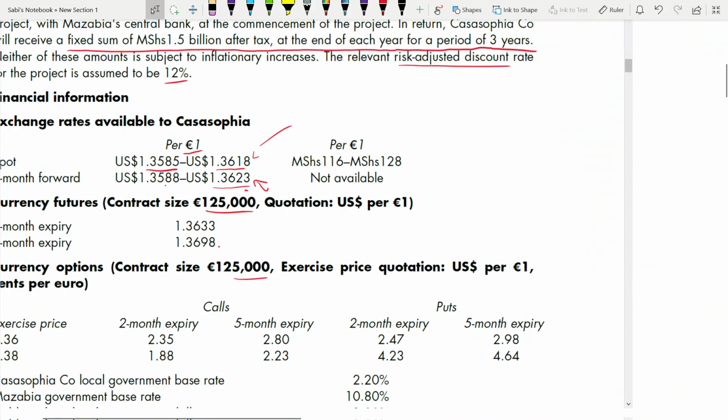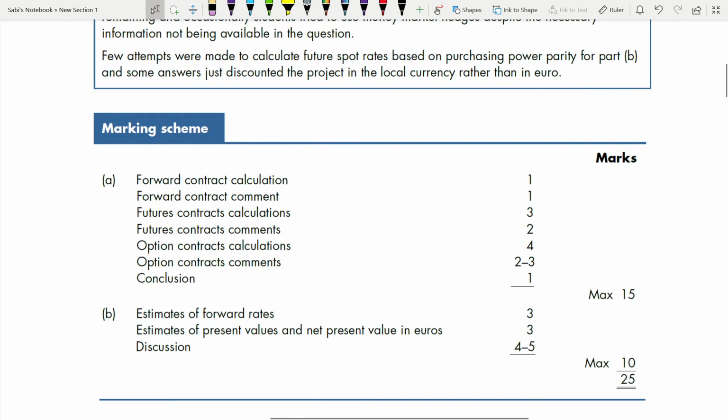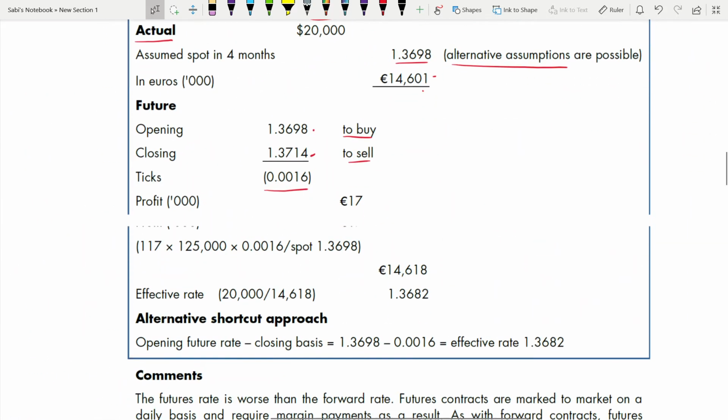Okay, that is a future. Look at the contract size in future and option also. Same goes for options. Whatever you do in future, same applies for option also. Okay, we are receiving dollar. That means we are selling dollar and we are buying euros. We are buying euros. You see, we are buying euros. That's why we are buying. Okay, so we are buying and profit is 17.